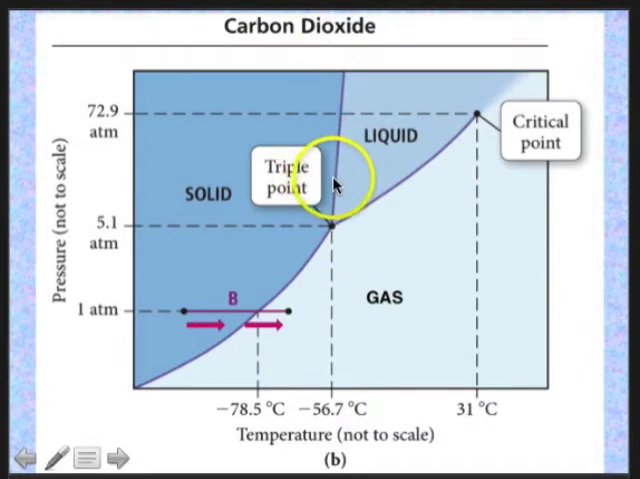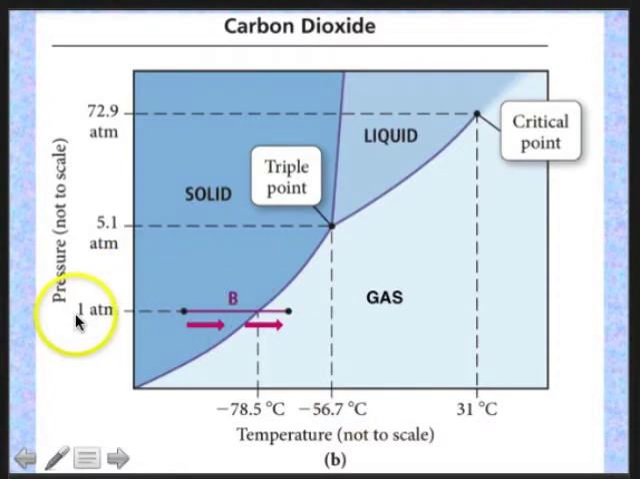And here you can see a positive slope on the boundary between solid and liquid. As you put carbon dioxide under pressure, solid carbon dioxide or dry ice, the freezing point becomes greater, not less. And that's how it is with most substances. But look how cool this is.